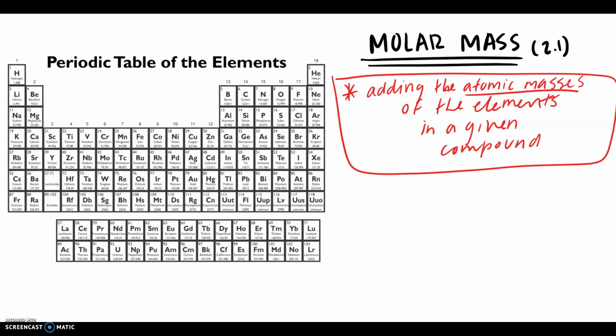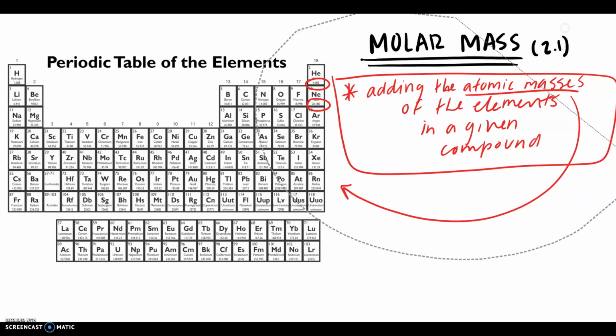And this atomic mass that I mentioned right here, you can get this from the periodic table. And it's all these little numbers that are below the different elements. And these are the known masses of a single atom of a particular element. So when determining molar mass, it's always important to have a periodic table with you. So let's jump right in.